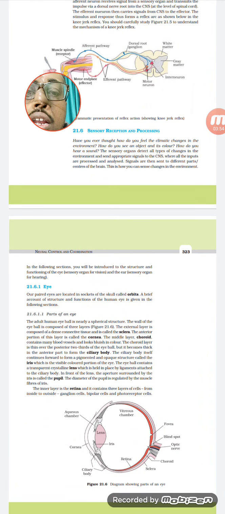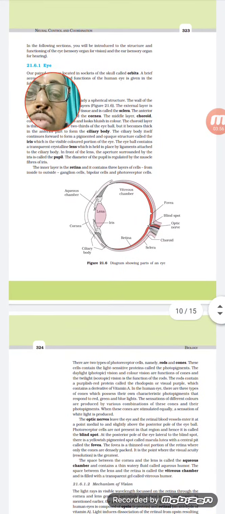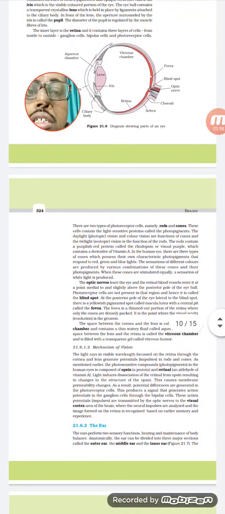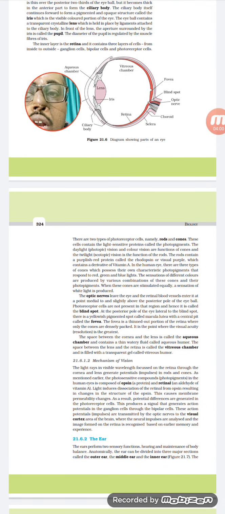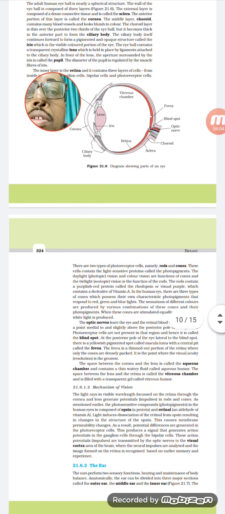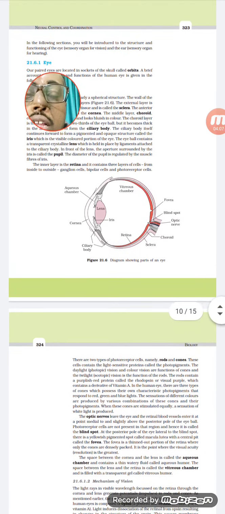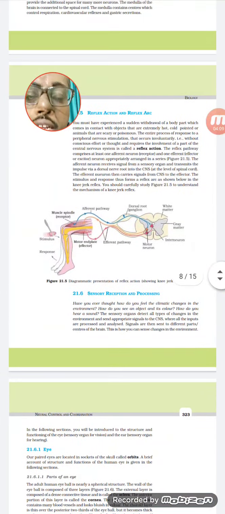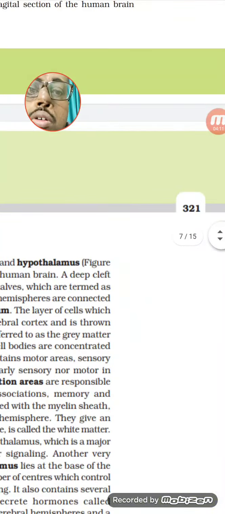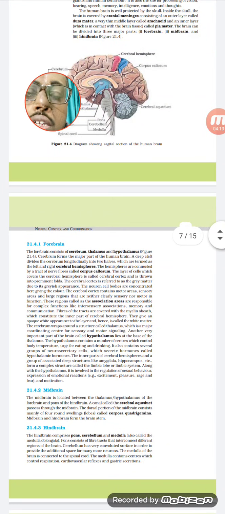Then we have the sensory receptors. We have sensory receptors in the eyes and ears, which also help in controlling body functioning and other things. We will study the sensory receptor parts in the coming weeks, and we will go into detail about the parts of the brain and their functions. This is just a brief overview. In the online classes we will go in depth. Thank you.